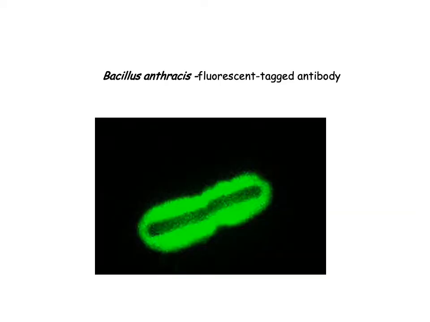This is another example of a capsule and a bacteria, in this case Bacillus anthracis. This is the bacteria that causes anthrax, and you can see the capsule shown in green here. Why this might be a serious problem: with a capsule like that, the bacteria can be pretty stable over a period of time.